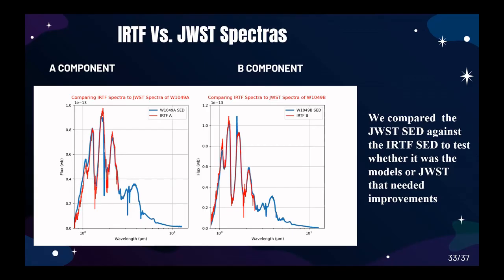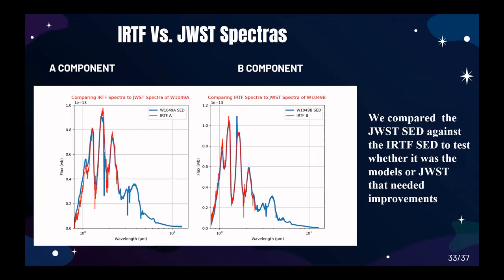As you can see, we pointed the IRTF and the JWST telescopes to the same objects, and we got around the same type of spectral line. And so because we got around the same type of spectral line, we know that we can trust the James Webb Space Telescope data and that it's actually our models that aren't depicting it well.